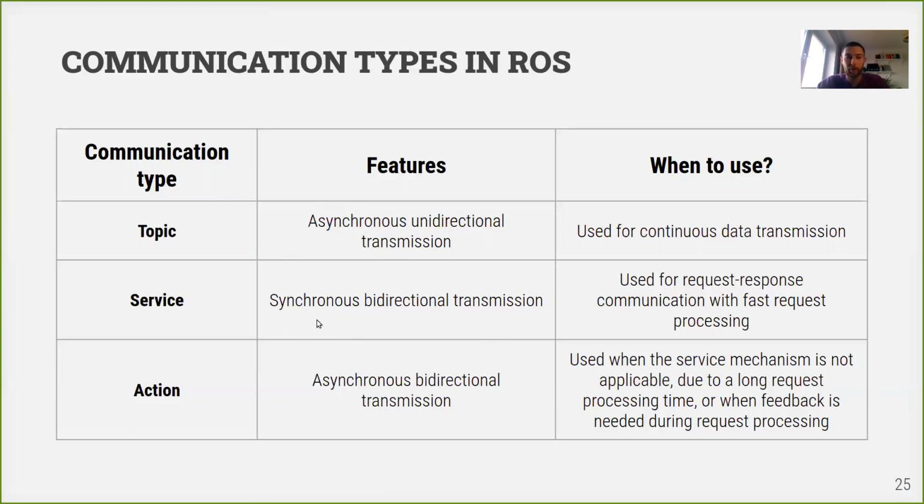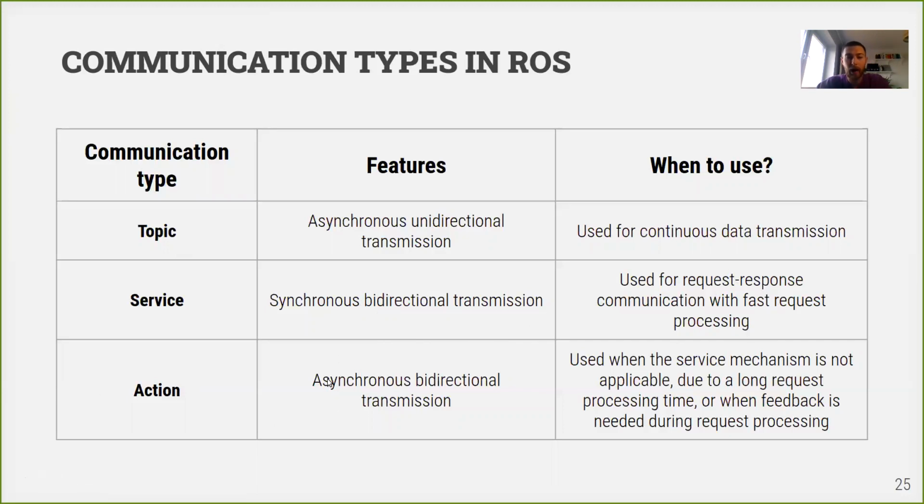Then there are services, which are synchronous because they're blocking. We wait for the response, so they are synchronous. And bidirectional, because we send the request and get the response. So data is traveling both ways. Within the request, we can send some data, and within the response, we also can get some data from the server. They are used for request-response communication with fast request processing.